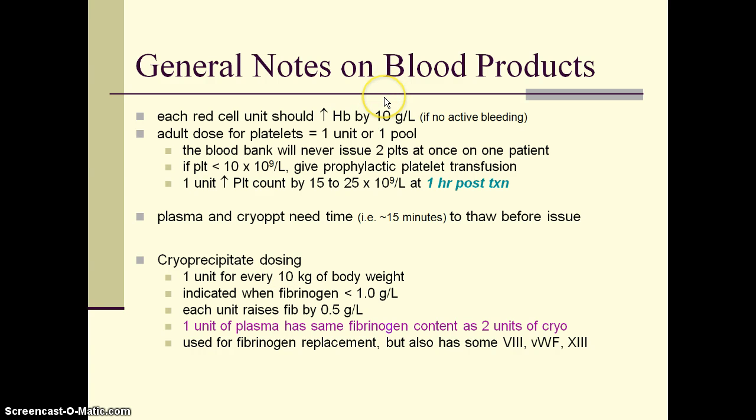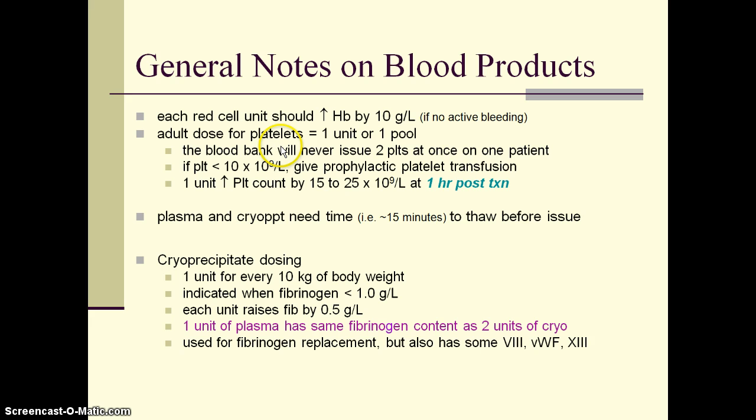So, general notes on blood product utilization. If the patient is not actively bleeding or hemolyzing or otherwise consuming red cells for some reason, and you're just dealing with a bone marrow failure or production problem, each red cell unit should raise your baseline hemoglobin level by about 10 grams per liter.